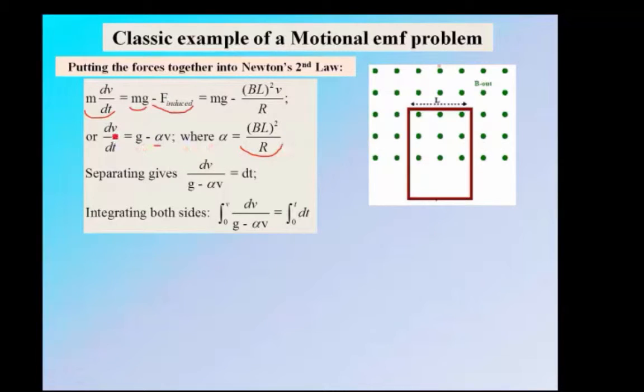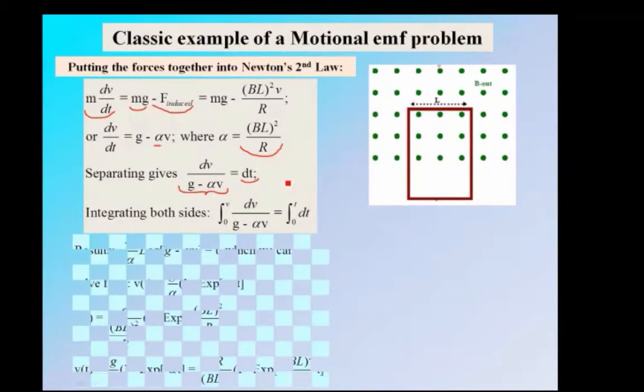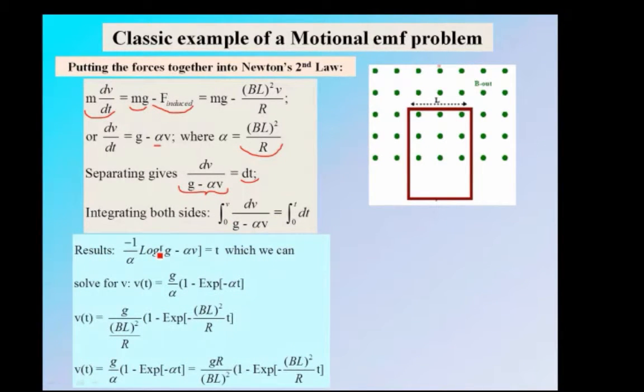We can separate this equation. So here's the right hand side. Separate it and we get dv over g minus alpha v, and then of course the dt comes over, so we have dt on this side. We can integrate both sides, and I've just shown the integrals here and then what the results are. This term here gives a log dependence, so we have minus 1 over alpha times the log of g minus alpha v, and of course the right hand side is simple, it's just equal to t.